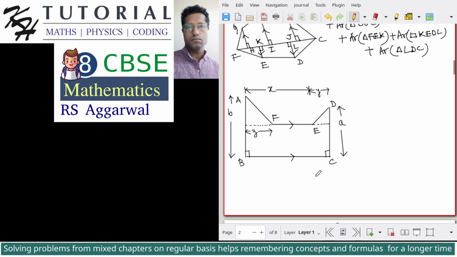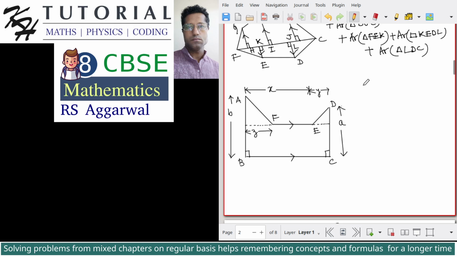For example, consider this figure. How many sides are there? 1, 2, 3, 4, 5, 6. So this is a hexagon ABCDEF, where, as you can see, AB is perpendicular to BC. DC is also perpendicular to BC, and the dimensions are given. The length of AB is given as small b, the length of DC is given as small a, and the length of BC is given as you can see.